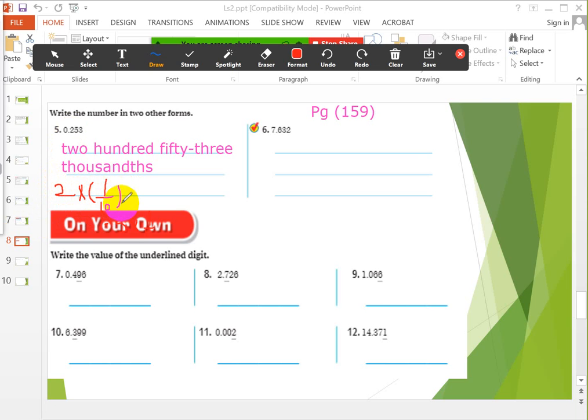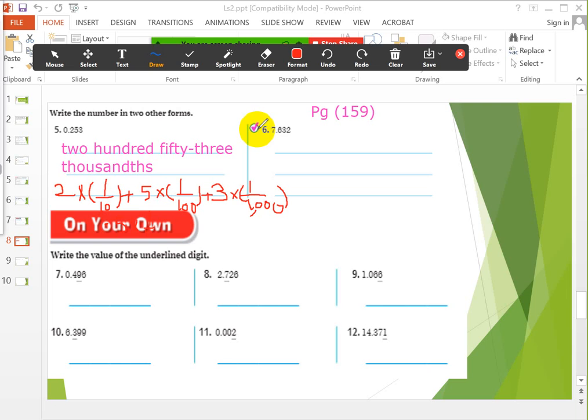This is the first number. Plus, I have 5 in the hundreds. That means it will be 5 multiply 1 over 100. Plus, I have 3 in the thousands. That means I will write the value of the number. It will be 3 multiply 1 over 1000. Okay? This is the value, or the expanded form. So no need to mention this 0 here because the value of this number equals 0.